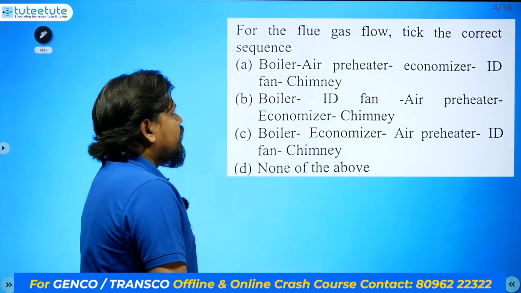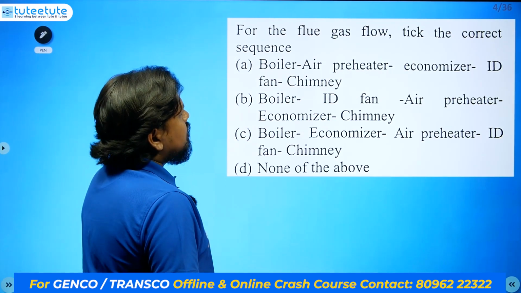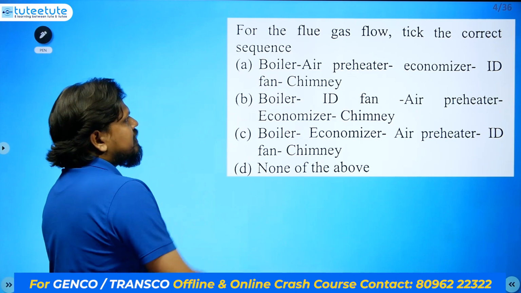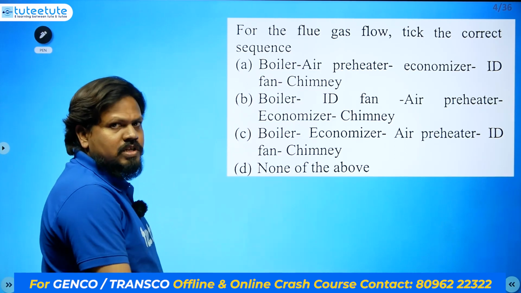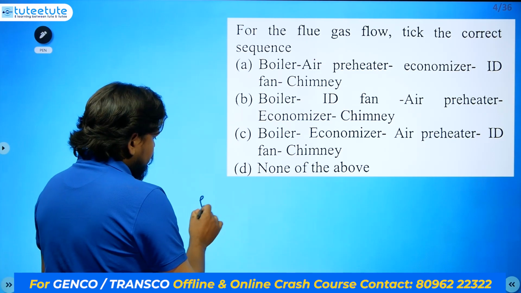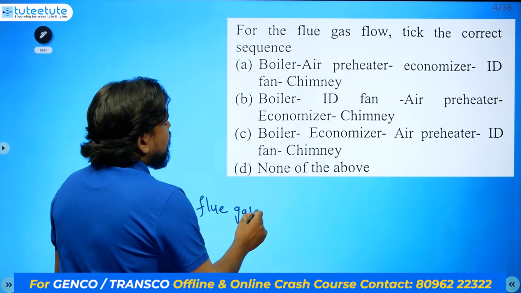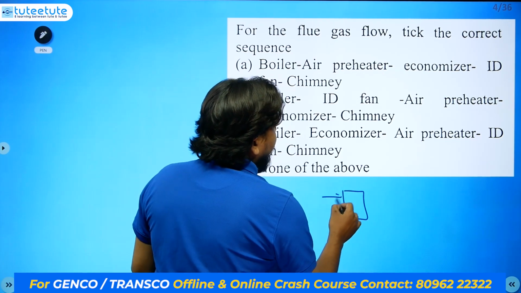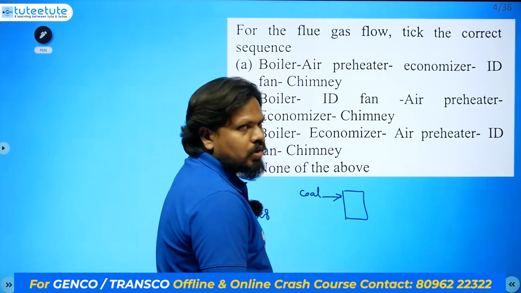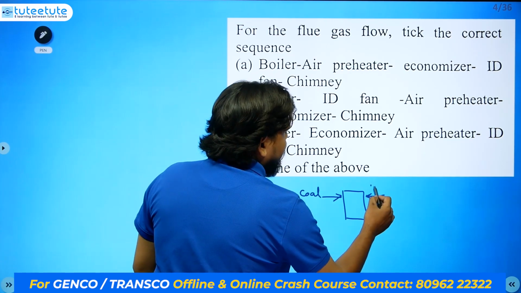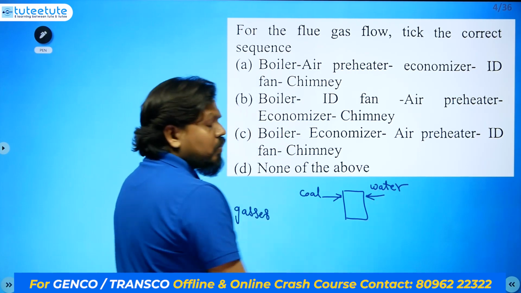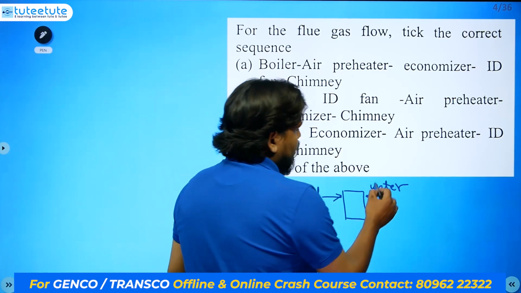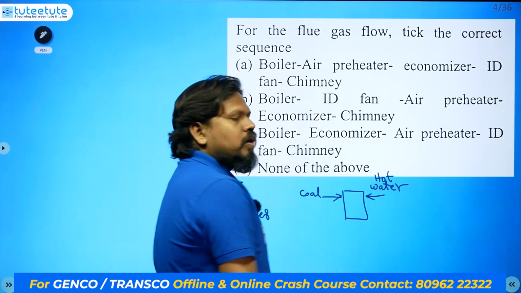Next one, for the flue gas flow, tick the correct sequence. They are asking about flue gases. What are these flue gases? Let's consider a boiler. Into the boiler we are sending the coal, and similarly water. If you send hot water, it will be easy to convert into steam. That's why we send hot water instead of cool water.